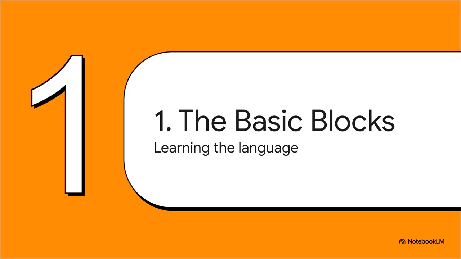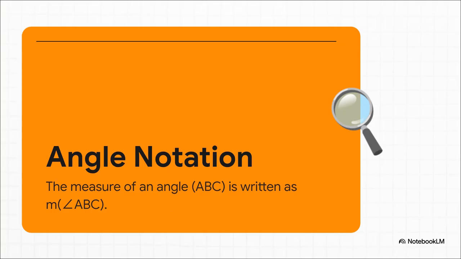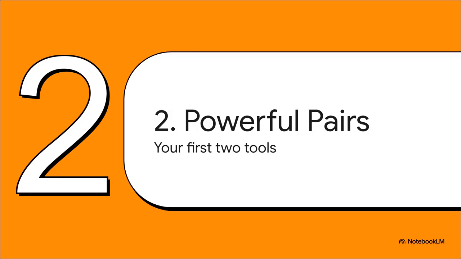Okay, first things first. Before we can solve anything, we gotta learn to speak the language, right? And in geometry, that all starts with understanding the notation. Okay, so this notation, m less than ABC, it might look a little intimidating at first, right? But it's actually super simple. All it's asking is, what's the measure of the angle at point B? The key thing to remember is that the middle letter, in this case B, is always the corner, the vertex of the angle.